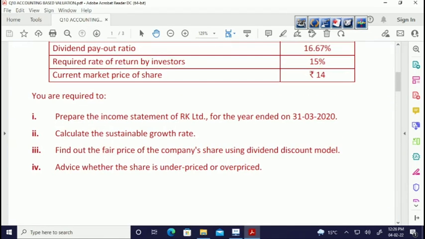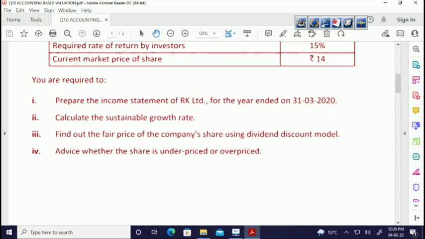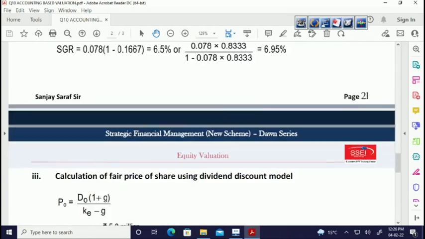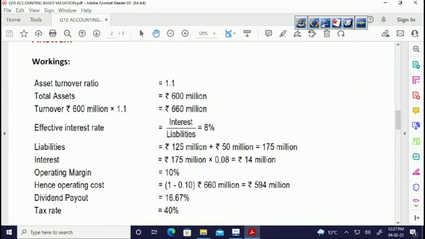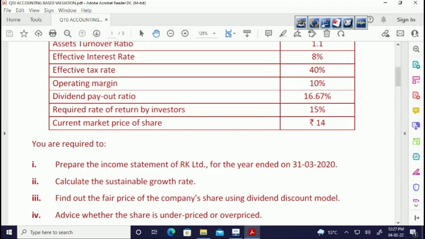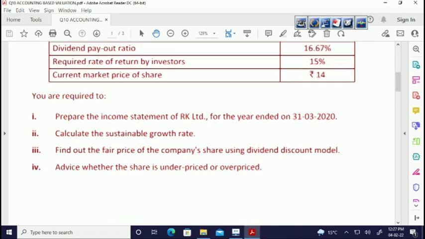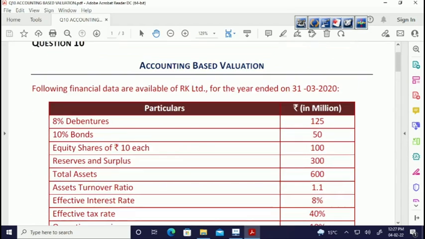And in the last part of the question, advise whether the share is underpriced or overpriced. So 6.91 is the intrinsic value, whereas the share price is 14. So the share is overpriced. We should not buy the share. This question has been done in class. It is not a new question. No complaints about this. It can come in the exam.